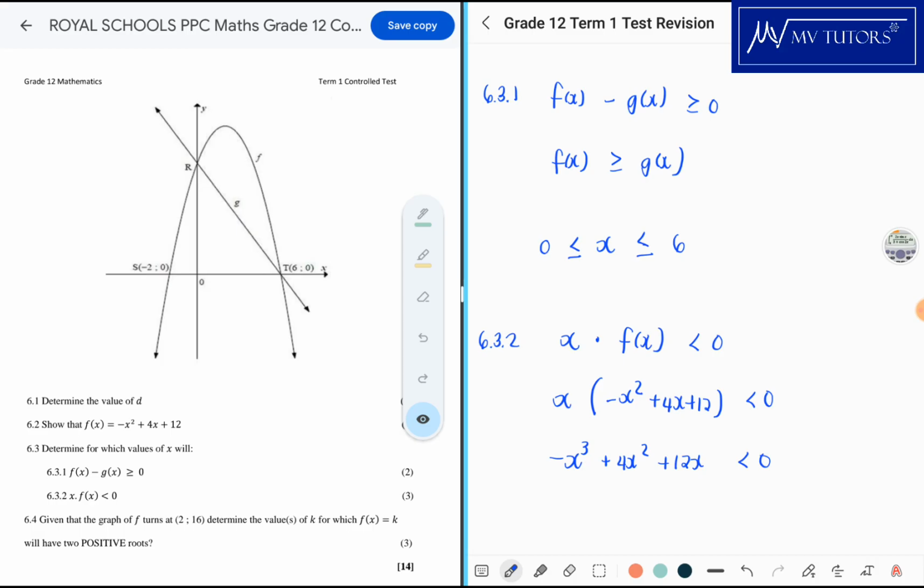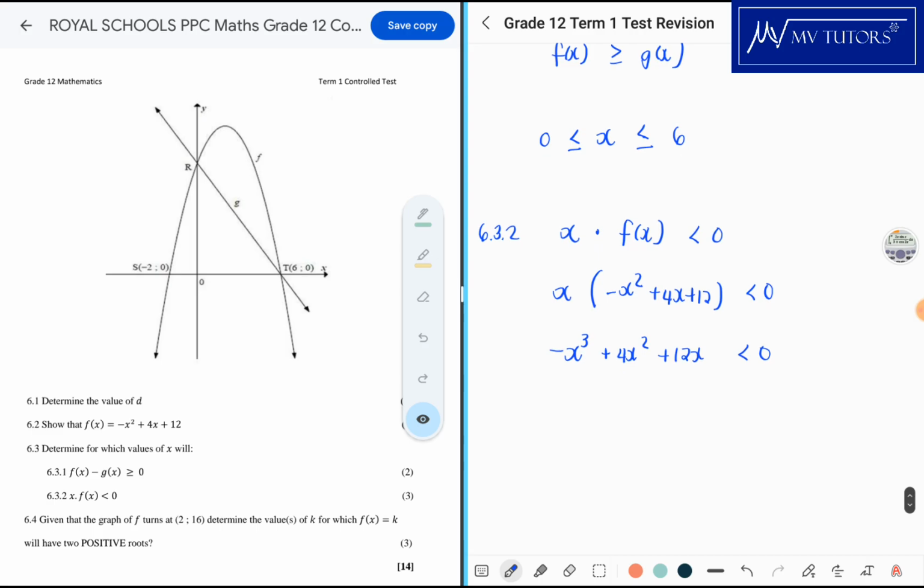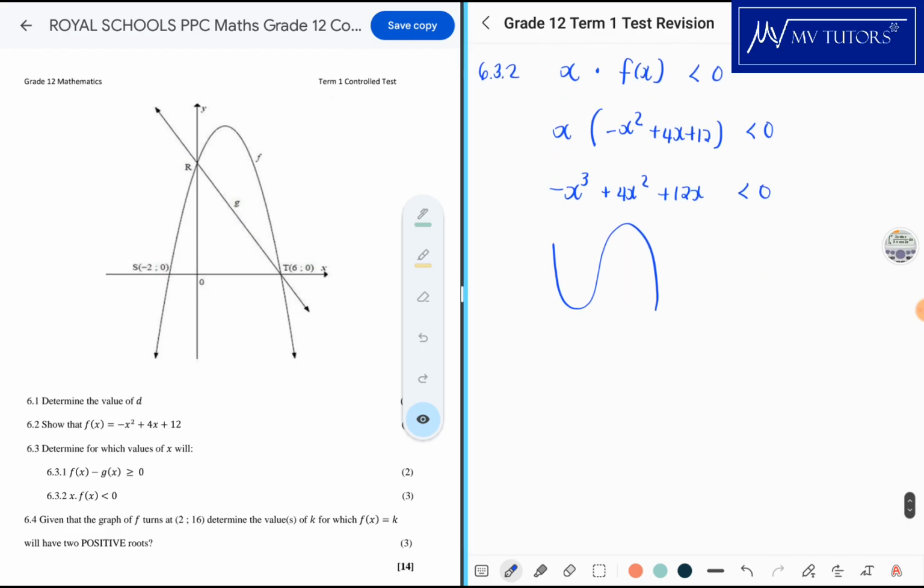Okay, so this has changed the question entirely, and this will require you to know your cubic functions. If you have a negative x cubed, your cubic function does something like that. But this is something that we haven't covered yet, so let's try another method. We're really not going to go that route of doing the cubic function. What I'm going to show you is a little bit long for 3 marks, but I think you'll understand better.